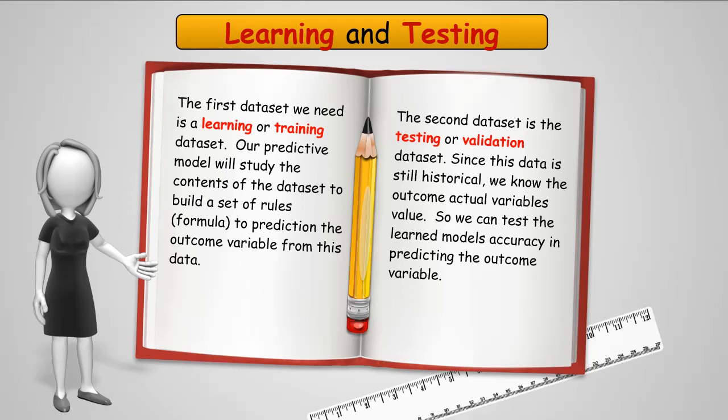Now, the second data set is called the testing or validation data set. It's still historical data, but we know the outcome of the actual variables again. So once we've built our predictive model, once we've built the formula using the learning data set, we're going to take the testing data set and apply that formula. We'll compare the predicted results against the actual results, and that's how we'll measure how successful the formula that was generated is. In other words, its accuracy. So we'll learn to score a predictive model.